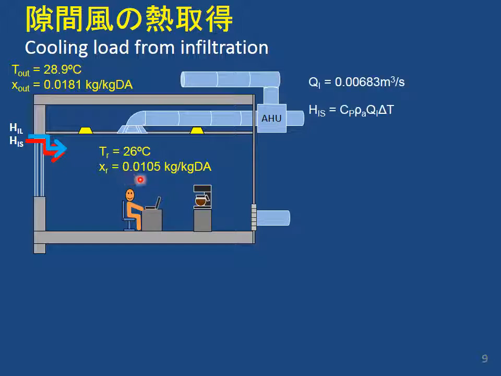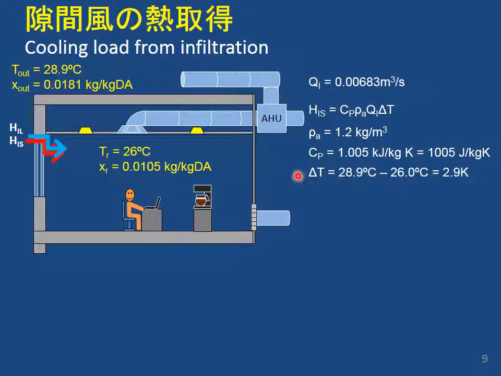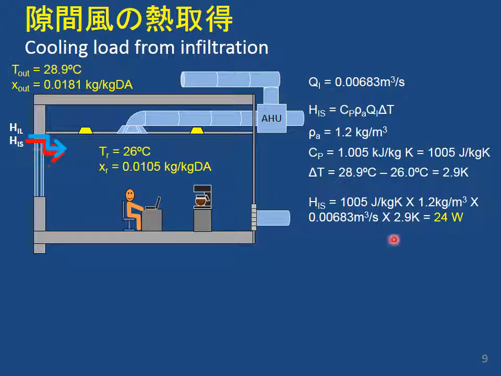So we know the flow from the problem. This is the equation. This is air density. Usually air density is 1.2 kilograms per cubic meter is good enough. And this is the specific heat of air, about 1 kilojoule per kilogram Kelvin, or 1005 joules per kilogram Kelvin. That's how much energy you need to heat the air or cool the air. Temperature difference in all these problems is 2.9. And the heat load from temperature difference, the sensible heat load, is only 24 watts.